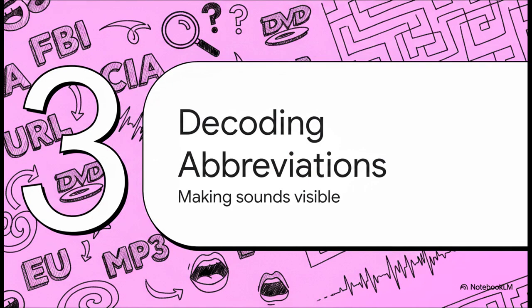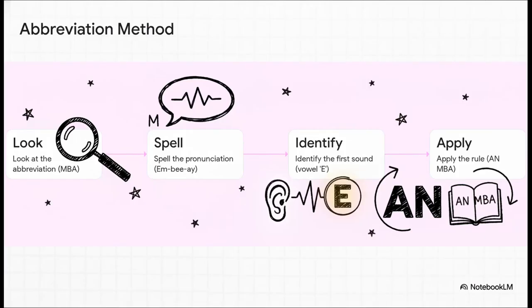Which brings us to section 3, decoding abbreviations, making sounds visible. Abbreviations are basically the ultimate trap, right? But here is a foolproof 4-step method so you never get one wrong again. We basically have to make the invisible sound visible. Step 1, look at your abbreviation. Let's use MBA. Step 2, in your head, slowly spell out the exact pronunciation of that first letter. How do you actually say M? You say M, E-M. Step 3, identify the very first sound of that phonetic spelling. M starts with an E sound. And step 4, apply the rule. Since E is a vowel sound, it absolutely must be an MBA. So even though M is a consonant letter, its phonetic name starts with a vowel sound.